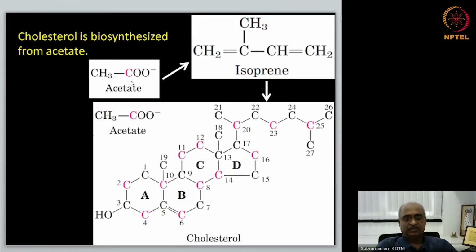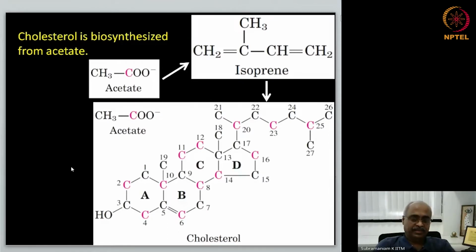So the first step is formation of this, well, this is only showing 2 steps. There is an intermediate important first step. So acetate to isoprenes to cholesterol. And this biosynthesis primarily happens in the cytoplasm of hepatocytes, meaning liver cells. So the liver is the primary place where cholesterol is produced as well as degraded.